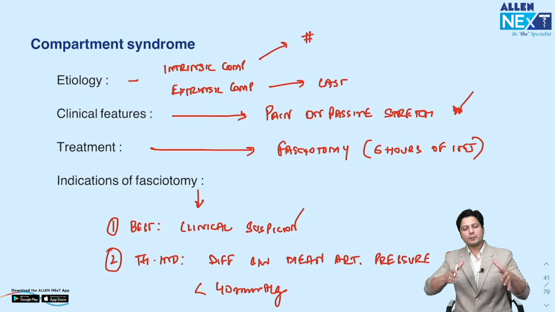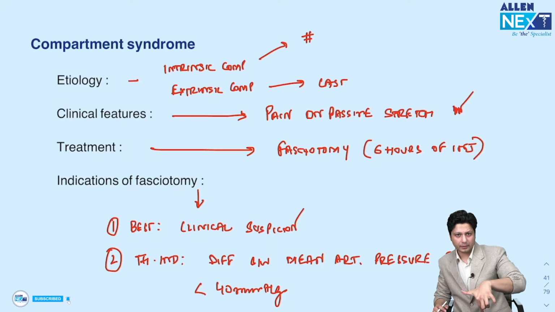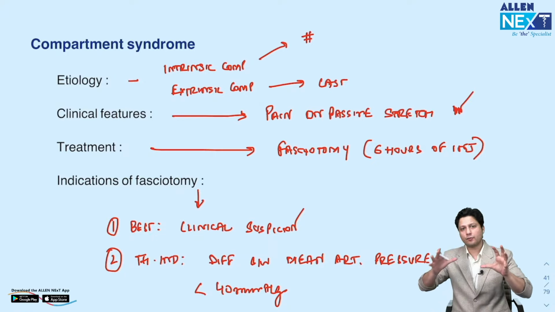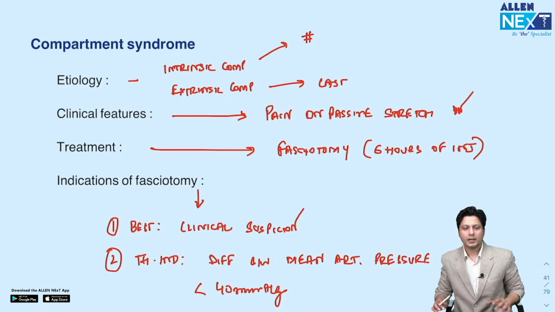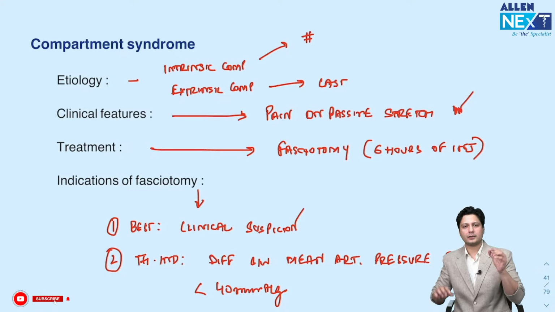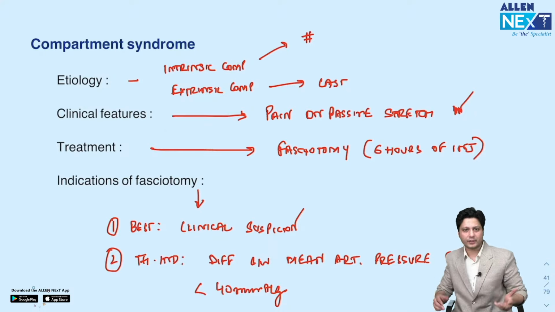All right, you measure the mean arterial pressure of the patient and you measure the intracompartmental pressure of that compartment, and the difference is found to be less than 40 millimeters of Hg, then it becomes a theoretical indication to perform fasciotomy. But it is highly unlikely that in INI-CET they are going to ask you about anything except the best indication possible, and that is clinical suspicion. You don't follow this theory every time. That is just for the bookish purposes.